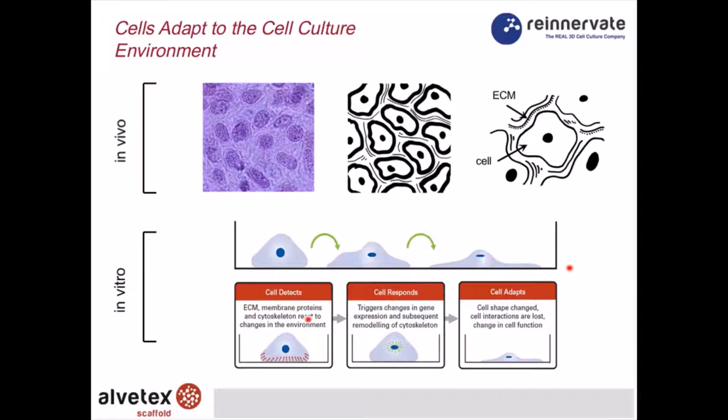Now, as the cell remodels, its cytoskeleton adapts to these environmental changes, and this in turn triggers changes in response to gene expression and protein translation, and collectively cells behave differently in terms of their function in two-dimensional environments as compared to their three-dimensional counterparts.